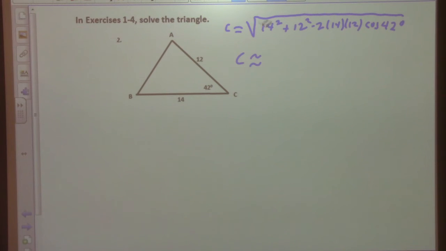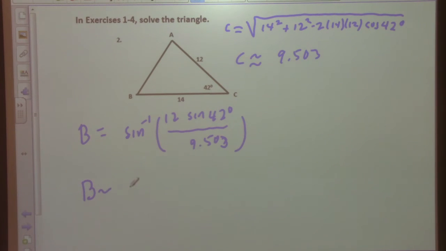The angle of B would be 57.7. So what'd you get for this one? 9.503? Yeah. And so you got angle B, so B is equal to inverse sine of 12 sine 42 degrees over 9.503, right? And that's going to be, what'd you say it was? 57.7. It's 57.6666. Oh, okay, that's why he said 7. All right, so we'll say 57.667.